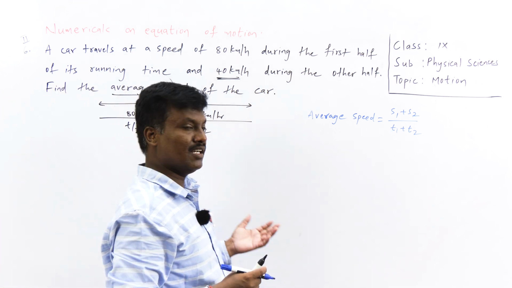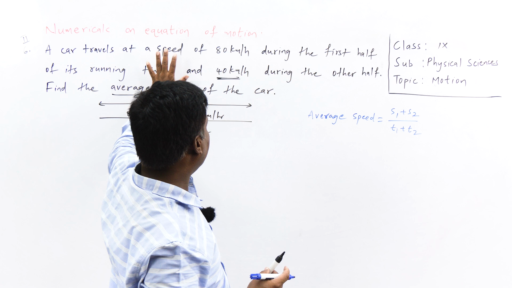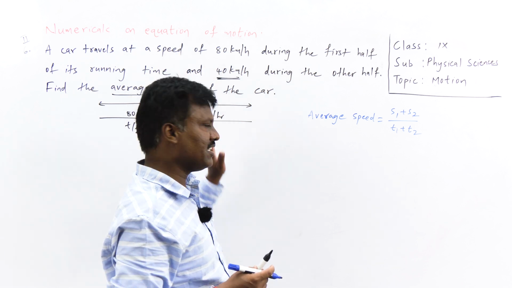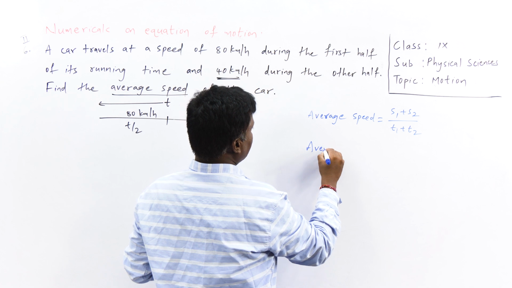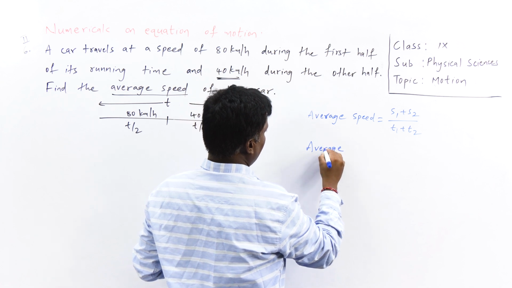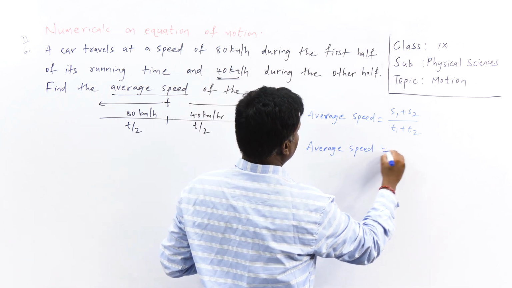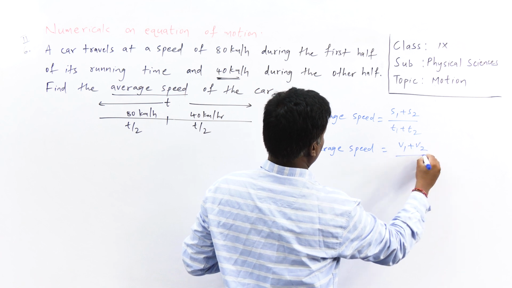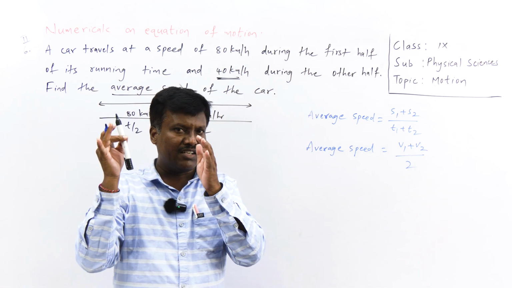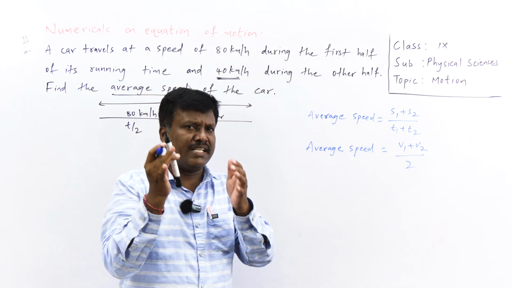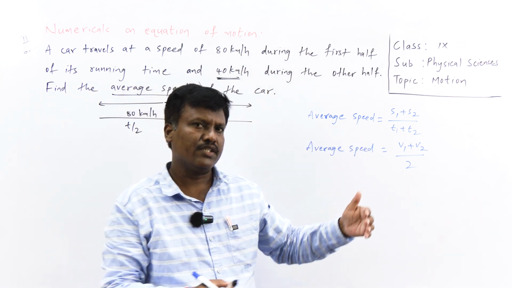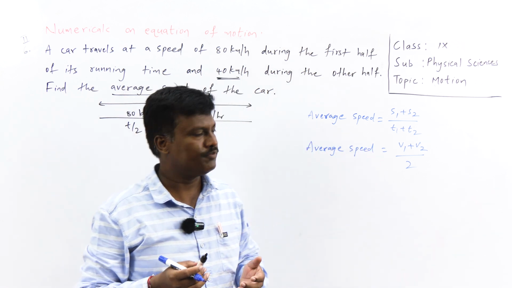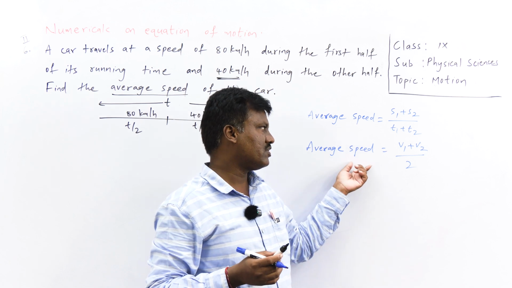But already we learnt shortcuts. Whenever half of the time is with one speed and half of the time with the other speed, the derivation I already gave you. To calculate the average speed in this particular case, we have another formula, that is (V1 + V2) / 2. This formula we use when the vehicle goes with one speed during the first half of the journey time, and goes with another speed during the second half of the journey time. At that condition, we have to use this formula.